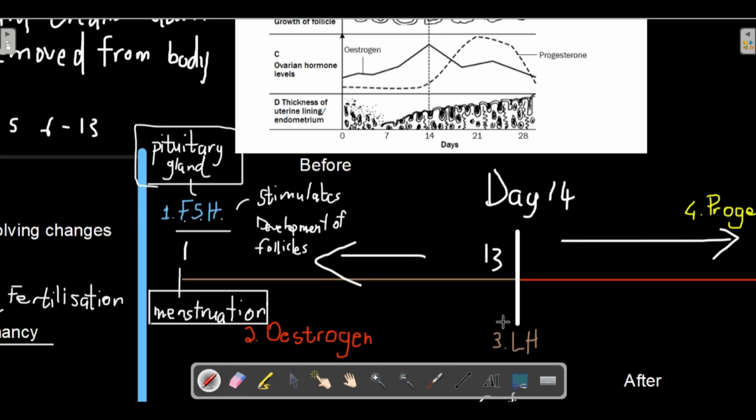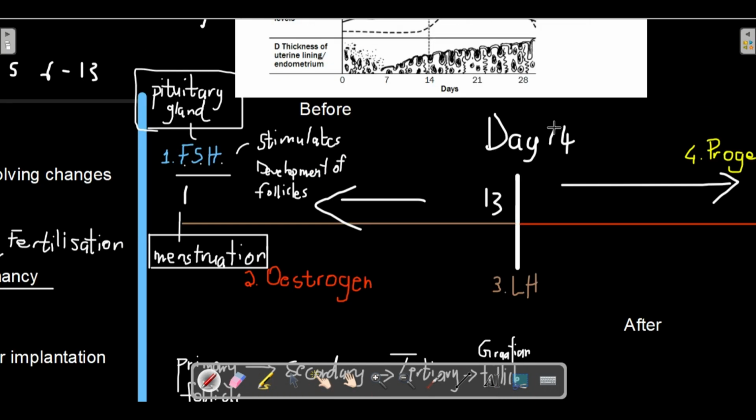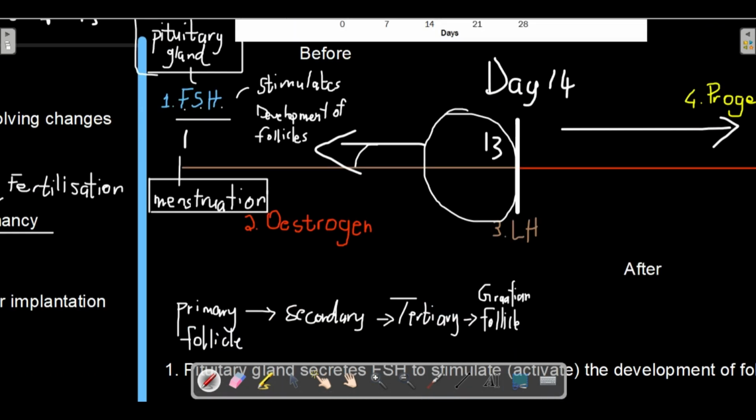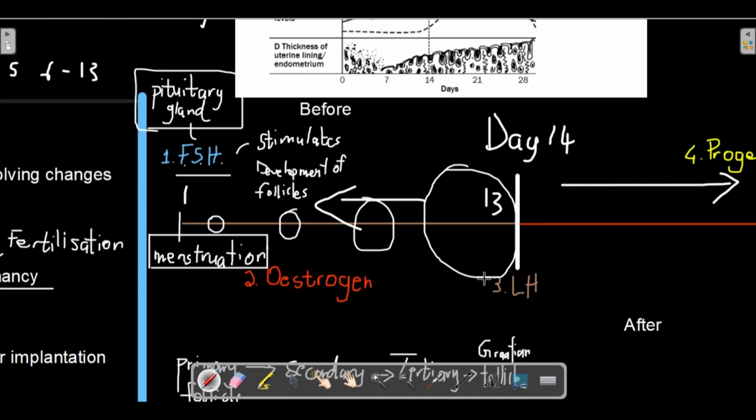Now, these follicles become the biggest close to day 14, right? So on day 13, you should expect the Graafian follicle. Prior to day 13, you should expect smaller follicles like that, as we discussed. So you start from a primary follicle to a secondary to a tertiary, then to a Graafian follicle, and you would find the Graafian follicle very close to day 14. So during day 12 and day 13.